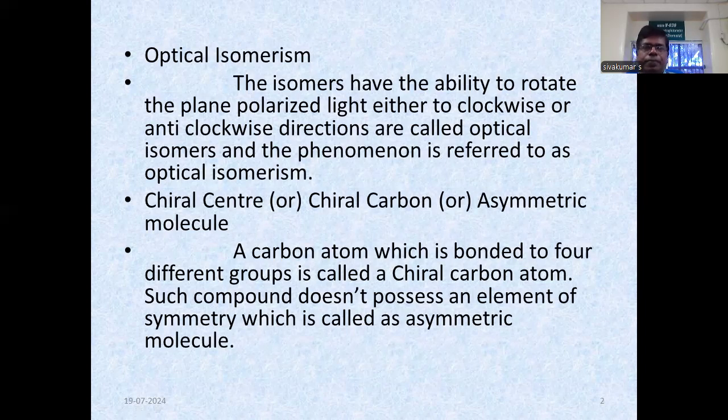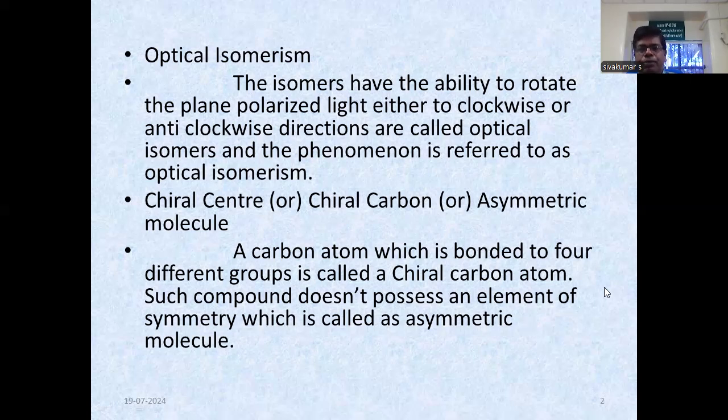So the compound which has the ability to rotate the plane polarized light either to the clockwise or to the anti-clockwise direction is said to possess optical activity. Such compounds are called optical isomers, and the phenomenon is called optical isomerism.